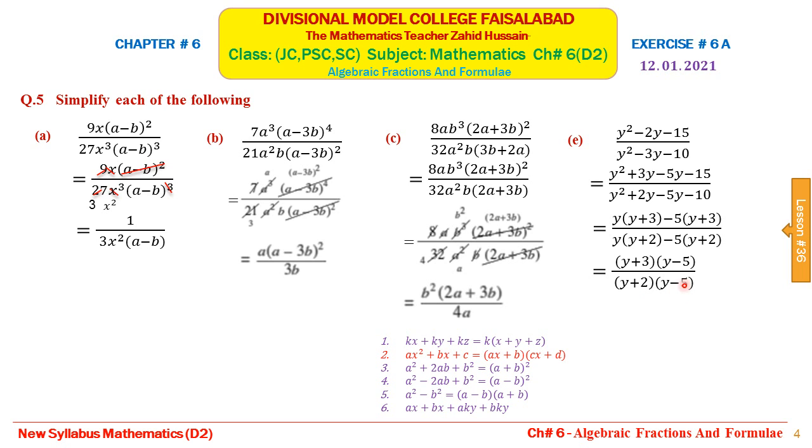We will cancel out the common factor. The common factor is y minus 5 in the numerator and denominator. So we will cancel these two factors and we will be left with y plus 3 in the numerator and y plus 2 in the denominator.